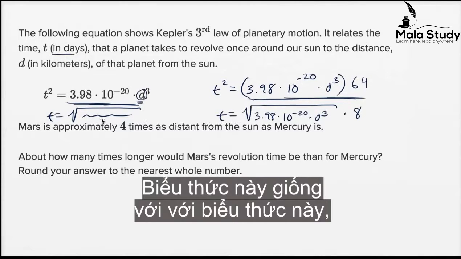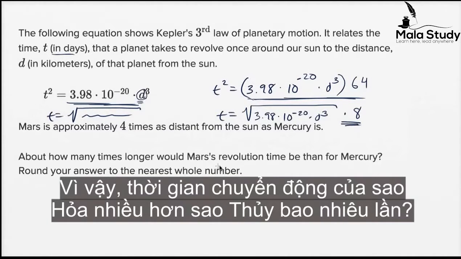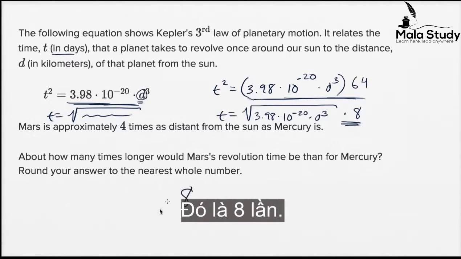This expression is the same thing as this expression, but we have a times 8 here now. So about how many times longer would Mars's revolution time be than for Mercury? Well, 8 times longer.